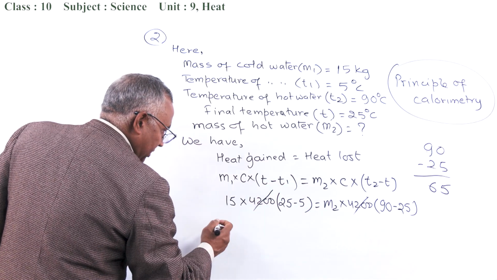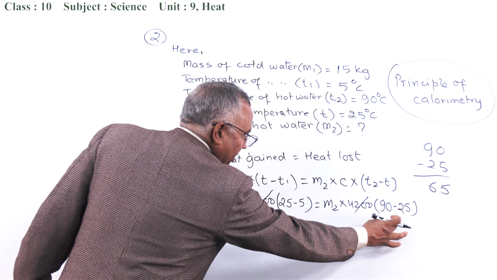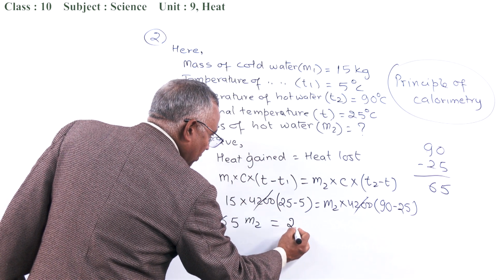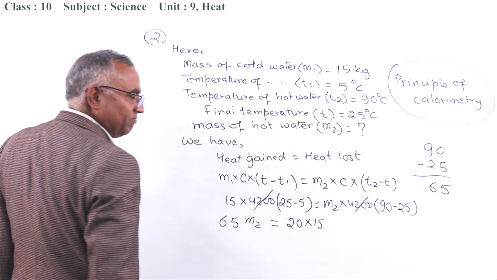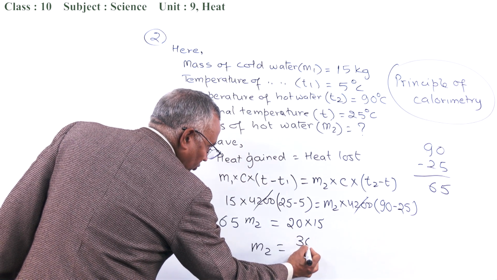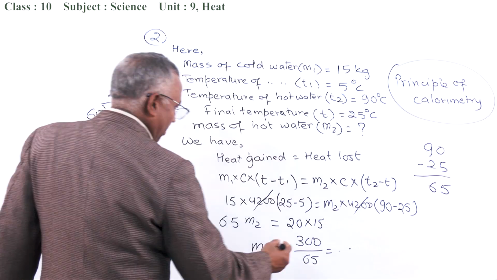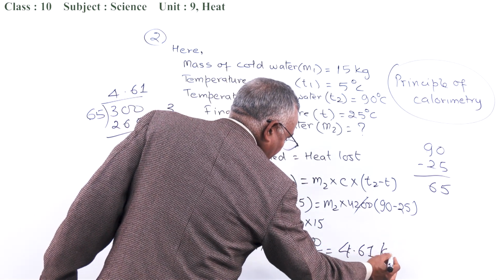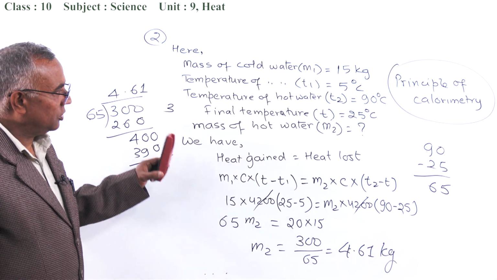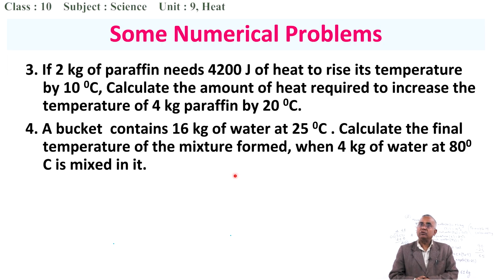So I am writing it this side: 65 m2 equals that remaining number. And 25 minus 5 is 20, times 15 is 300. Now you have m2 equals 300 upon 65. Calculate it. What do you get? 4.61 kg. After that, finally you have to write the amount of mass. In this way you can do the numerical. Okay students, here are some more numericals which you have to try yourself.